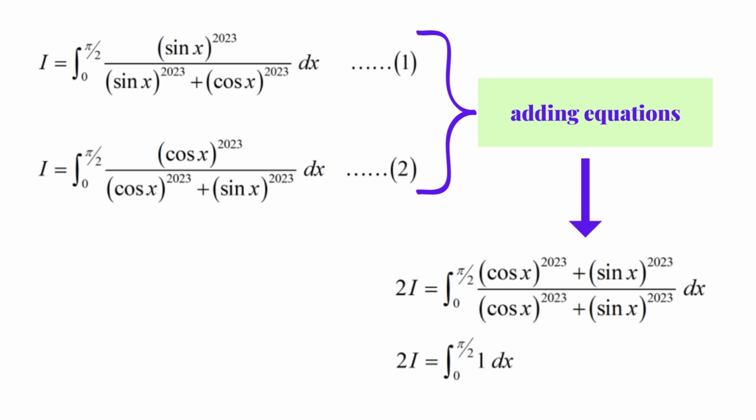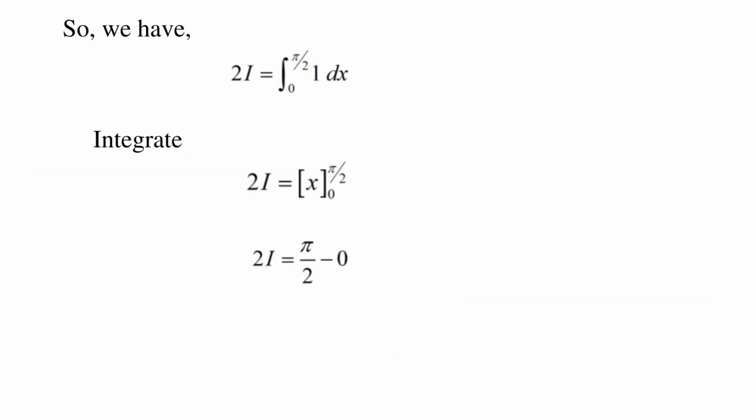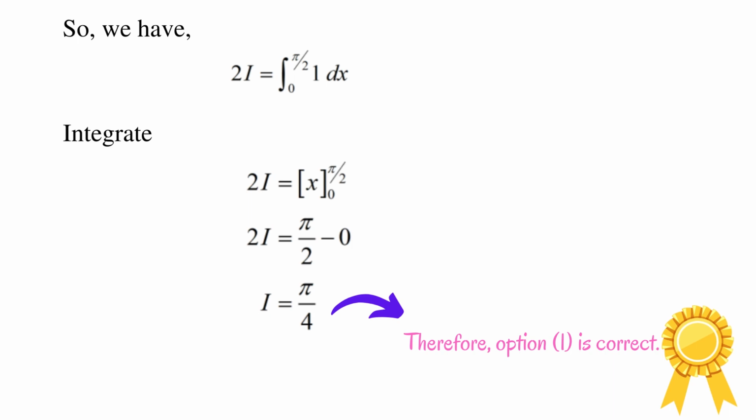Now we have 2I on the left side, and on the right side we have the integration of 1 from 0 to pi by 2. Let's perform the integration from 0 to pi by 2. We will get 2I equals pi by 2 minus 0. That essentially gives us I equals pi by 4, and hence we have solved the problem. So option 1 is the correct answer to our original question.